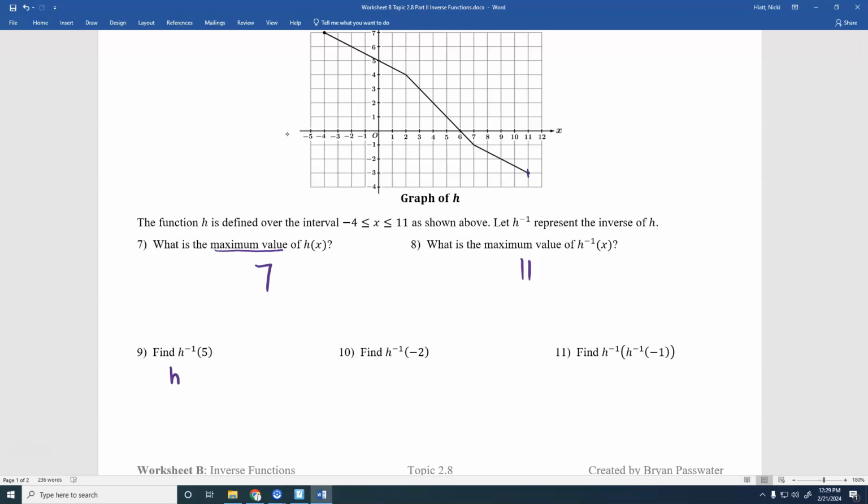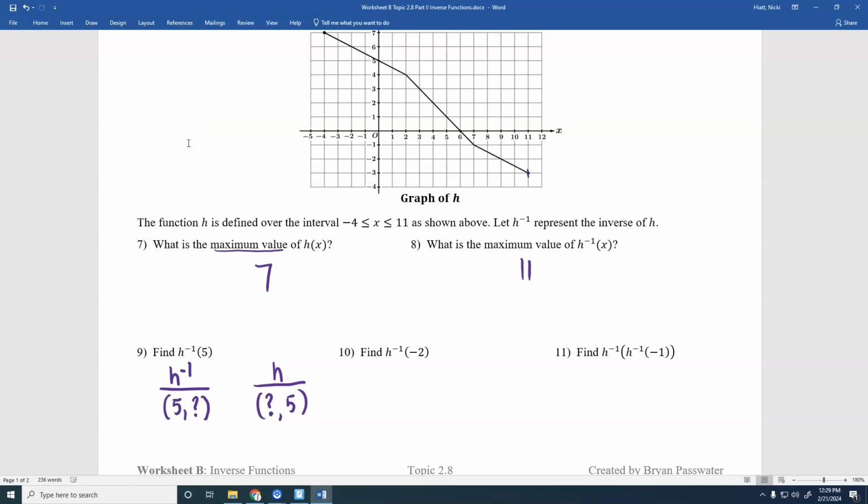What this means right here is on H inverse, I am plugging 5 into my X coordinate, and I'm trying to figure out what the Y coordinate would be, right? On the graph of H inverse. But I don't have the graph of H inverse, right? What do I have? I've got the graph of H. On H, this coordinate would become question mark, 5, correct?